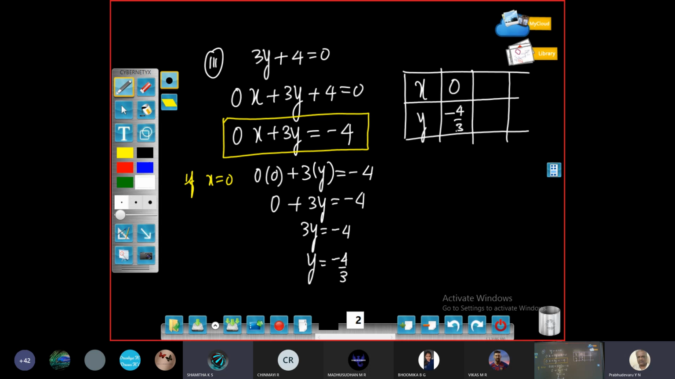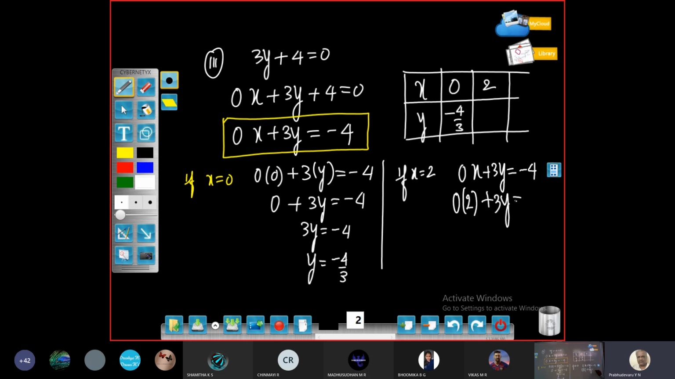Sir, x is equal to 2. x is equal to 2, you take. Sir, the same answer we get, sir, minus 4 by 3. So now the equation I'll write once again, 0x plus 3y is equal to minus 4. Substitute the value: 0 into x value I have taken, 2, plus 3y is equal to minus 4. So 0 plus 3y is equal to minus 4. So 3y is equal to minus 4. So y is equal to minus 4 by 3. So same thing, minus 4 by 3.